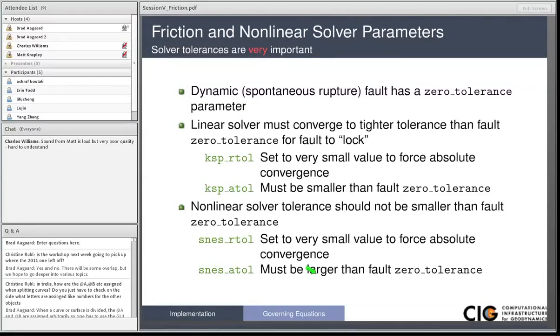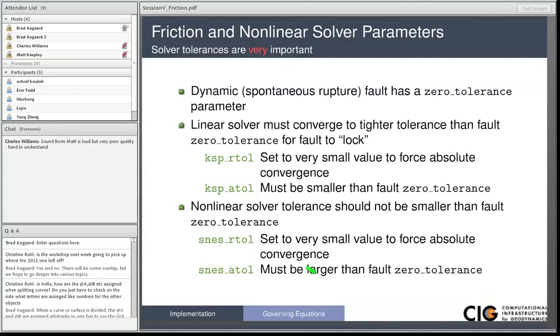Some words about the friction and the nonlinear solver parameters. The solver tolerances are very important. I think that's the biggest issue we find users running into: when they have problems with friction, it's their tolerances that are off. We'll go through the tolerances when we run some examples. So here are some basic rules of thumb.